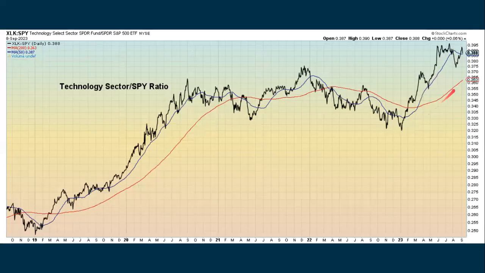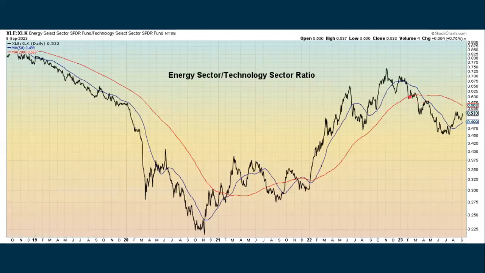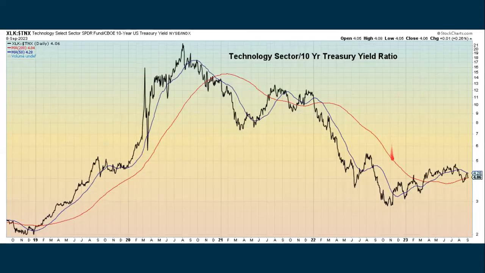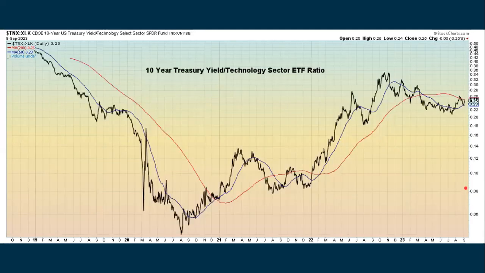The tech sector to the S&P shows that the tech sector is outperforming. And energy, which had been underperforming, is now starting to come back a little bit, but is still in a longer term downtrend when we compare it to the tech sector. We look at growth, which has been outperforming bonds. And the tech sector to the rise in interest rates, we've been chopping sideways now, showing how the tech sector has been outperforming. But if we still see weakness in this ratio, we might see a death cross soon. And here's an inverse of that same chart, showing how the rise in interest rates has been underperforming, but we want to keep an eye on this one.